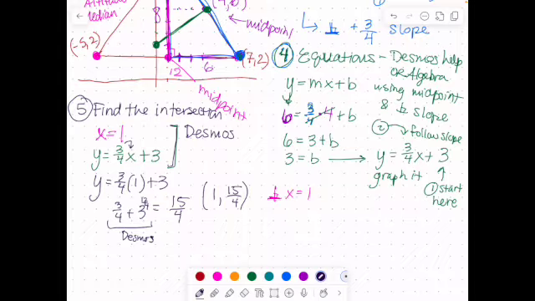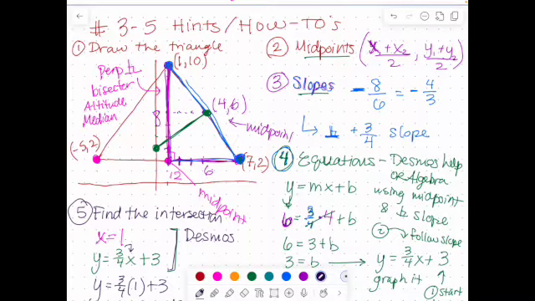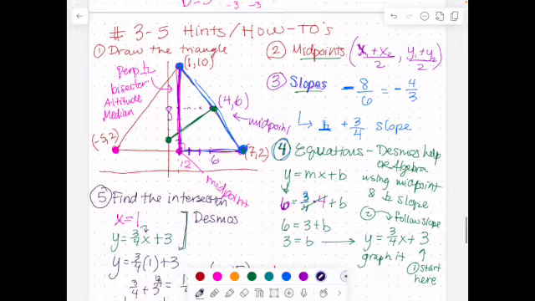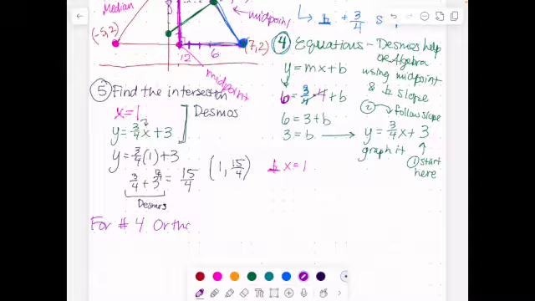But these same equations we're going to use again for other parts. So this is all what we did right here was all for number 3. So I'm going to do another one for number 4. We want to do the orthocenter, which means altitudes.